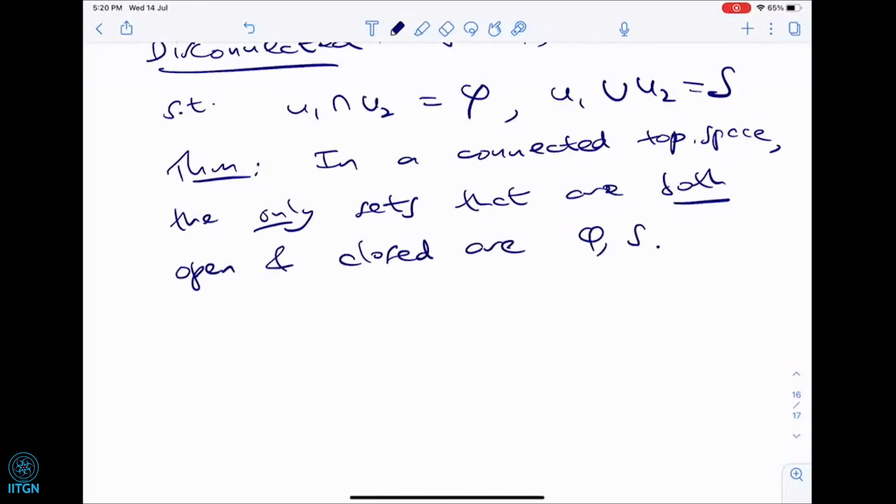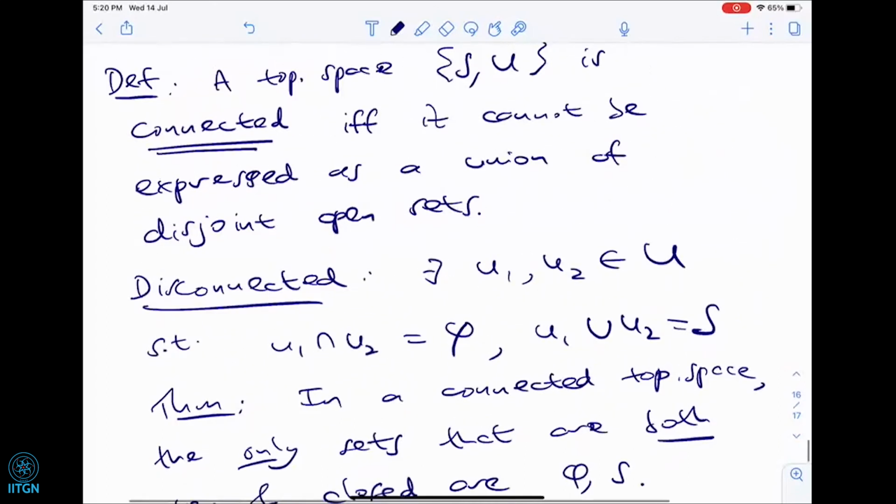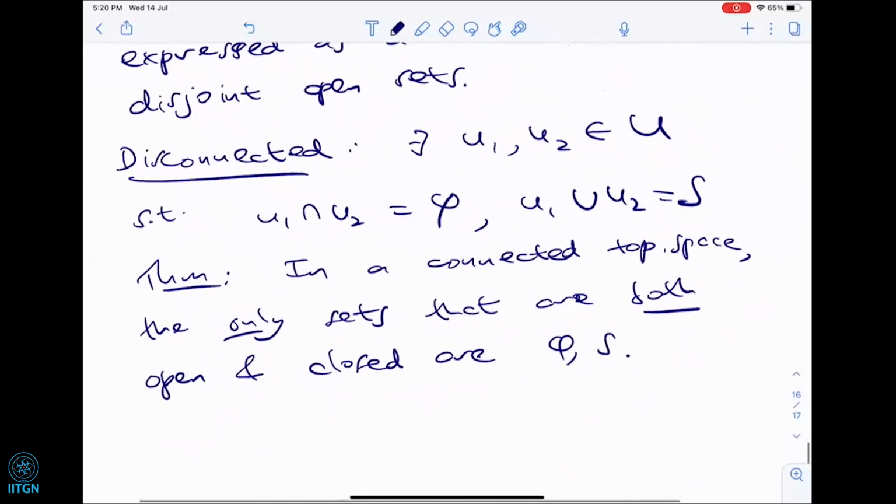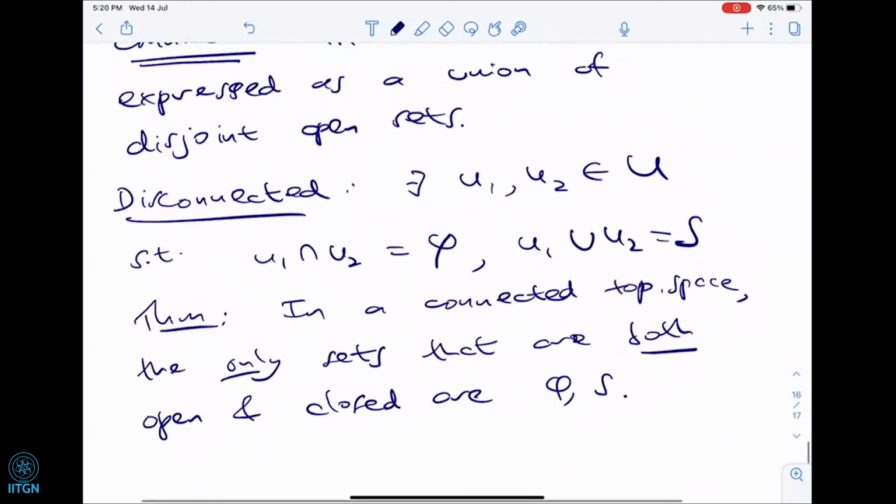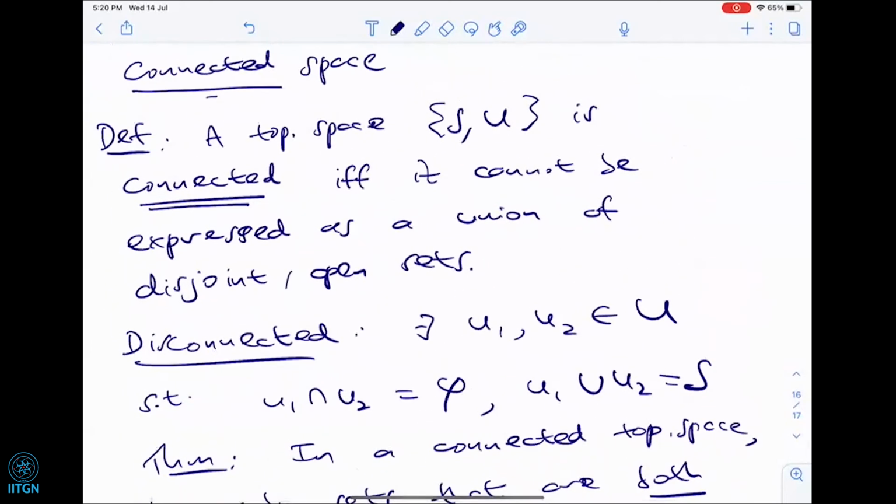So I forgot to say something. If one of you was looking very sharp at my definitions, you would say, well, let me take any topological space S and U. Let me take U1 to be phi and U2 to be S. Then, of course, U1 intersection U2 is phi and U1 union U2 is S. So every space is disconnected. That's obviously wrong. So I should say disjoint proper. And here for the first time, I'm talking of proper open sets. By proper, I mean which are not phi and S. They are open sets which are proper subsets of S.